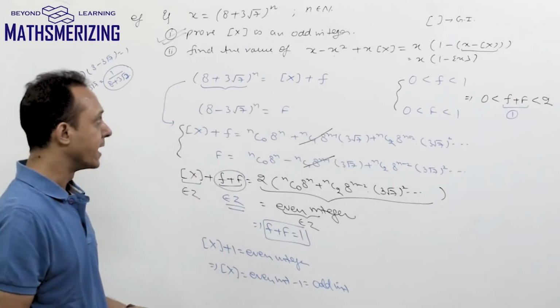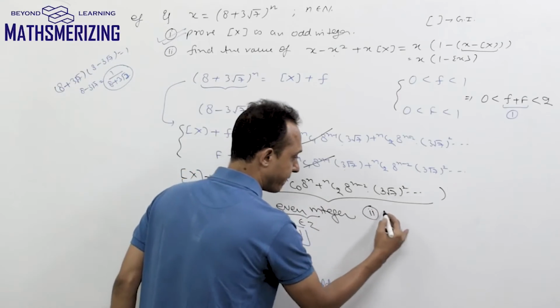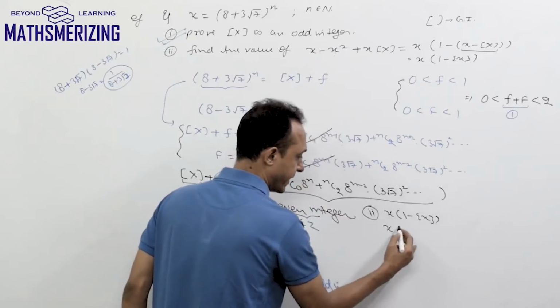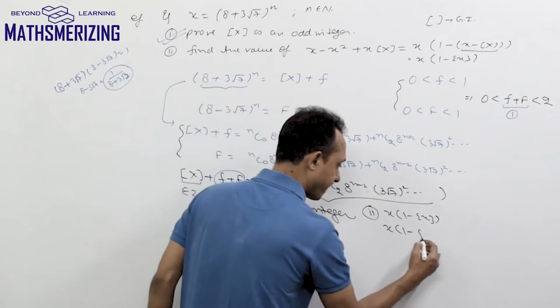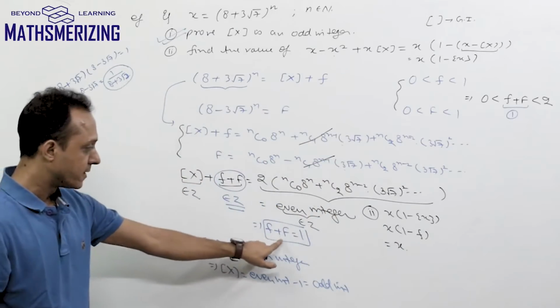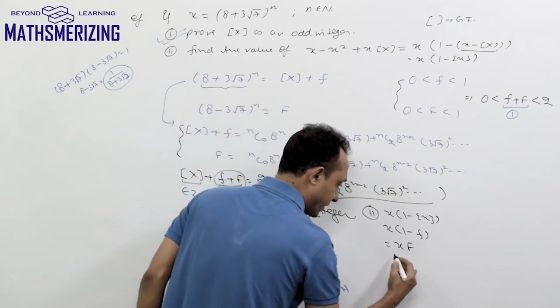Now if I look at the second part, I simply need to find the value of x into 1 minus fraction part of x. So this is x into 1 minus, and we have taken this fraction part as f. So 1 minus f. So this is x, and what I know is f plus F is 1. So 1 minus small f is capital F. So it is x into capital F.